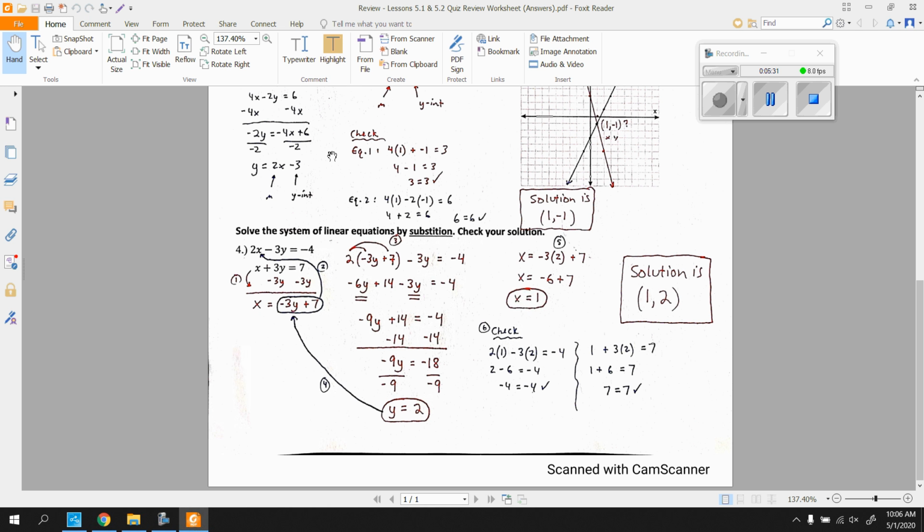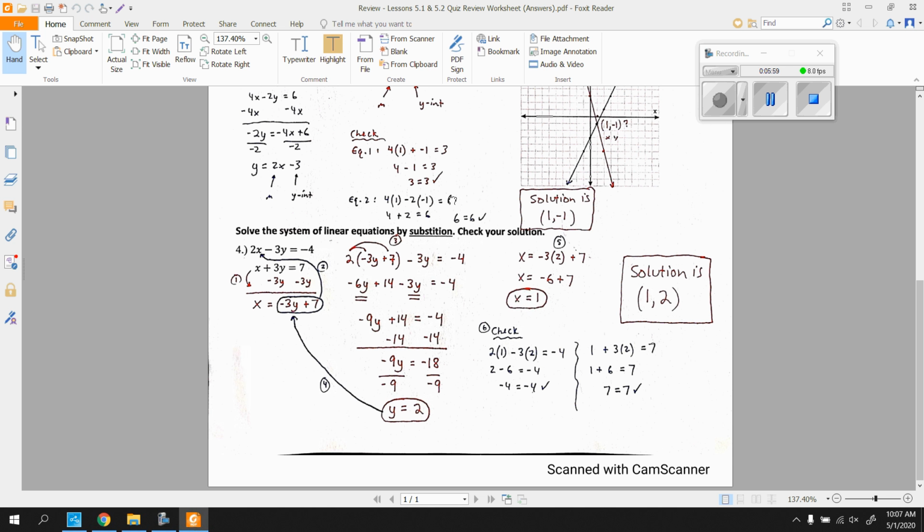The last step is, just like we did at the top, check your solution. Okay, I feel pretty good about this. I'm going to go to both equations now and plug in a 1 for x, plug in a 2 for y. I do it here. Yep, -4 equals -4. It checks out. Do the same thing here. Plug in a 1 for x, 2 for y, 1 plus 3 times 2, yeah, 7. So it checks out, and that's my solution.